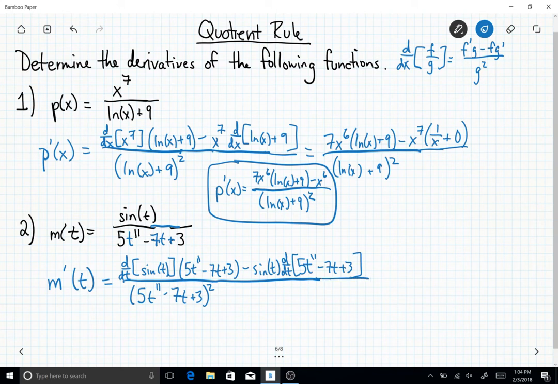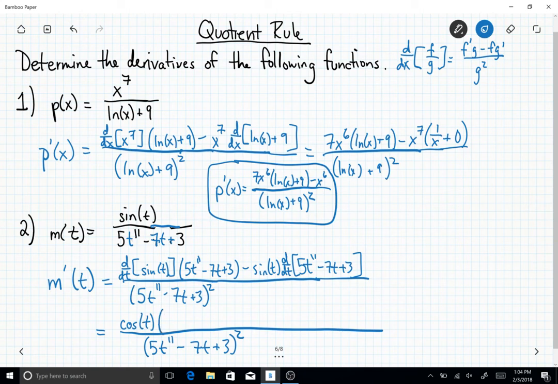Alright. So what does this whole thing equal? Now I'm not going to simplify this one just because you all can do that from there. So we'll go 5t to the 11th minus 7t plus 3, the quantity squared. What's the derivative of sine of t? Well, that is cosine of t. So times the 5t to the 11th minus 7t plus 3.